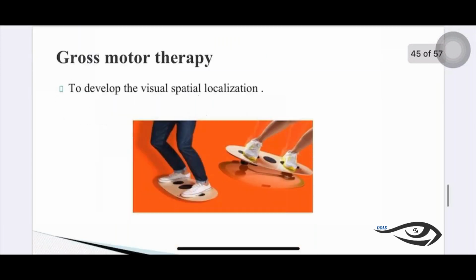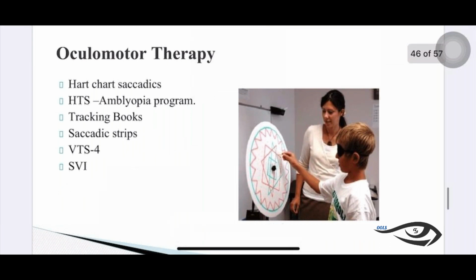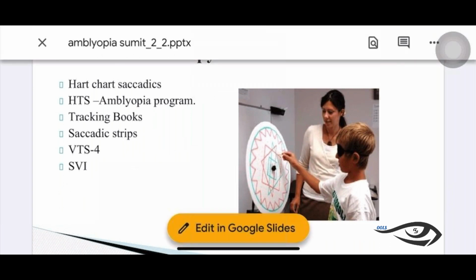Then, if we think about vision therapy, what are all the things we should do? The first thing is you should work on gross motor therapy. You should give gross motor therapy, which works on the gross motor skills. It is going to develop your visual spatial localization, and obviously it is going to work on the coordination of right and left brain coordination.